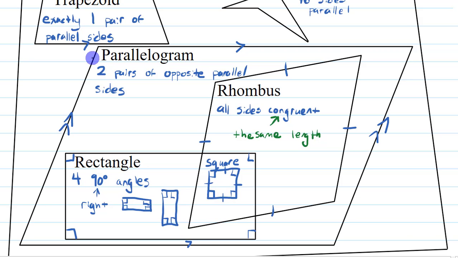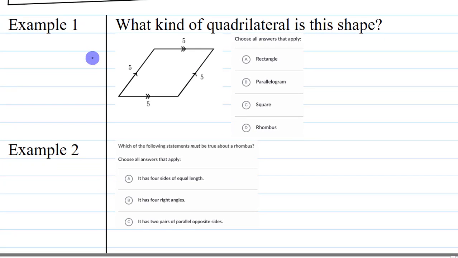Any questions about the lesson? All right, let's scoot down to the very bottom. There are 2 example questions. I pull these directly from Khan Academy. So example 1, what kind of quadrilateral is this shape? And note it says to choose all answers that apply. So I can choose more than 1. I can choose 3, I can choose 4, I can choose just 1. It's definitely going to be at least 1. All right, so think about example 1. What would you bubble in if you were working on this on Khan Academy? And then Mr. Sindel will show us the answer.